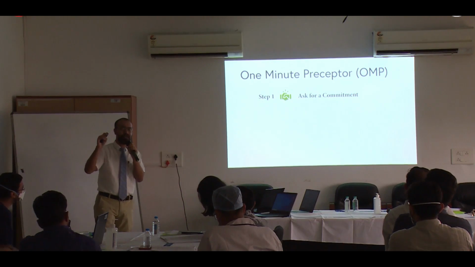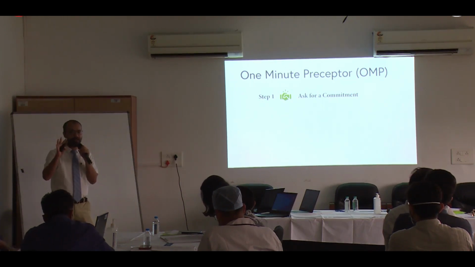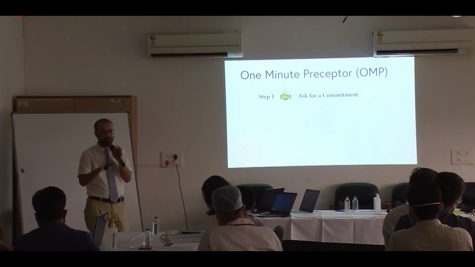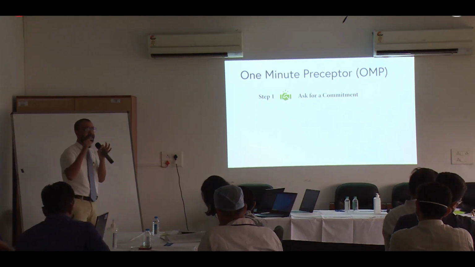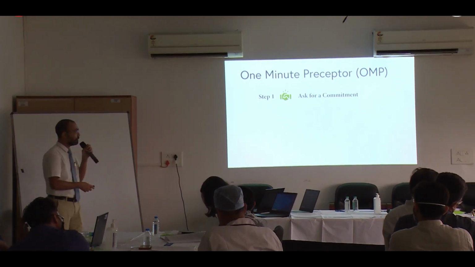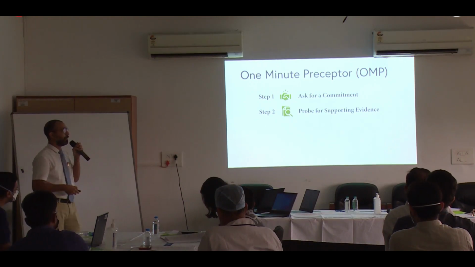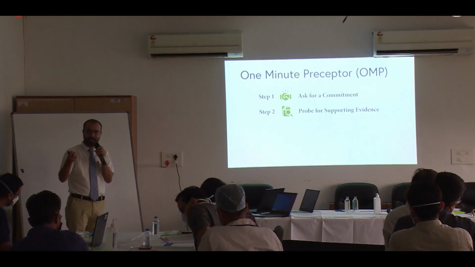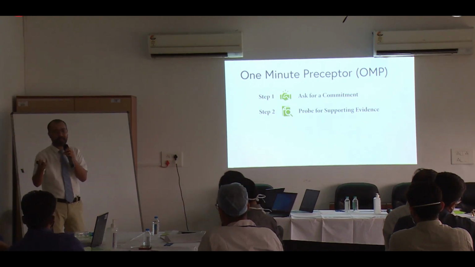So once he has presented the history in around 2 to 3 minutes, I'll tell him, so what is your probable diagnosis? What do you think is going on here? So I'm asking him to commit to one thing. He cannot be vague here. He can commit to 2 also, but I'm asking him to commit to something. Step 2 is probe for supporting evidence. So I'll ask him, why do you think it is?